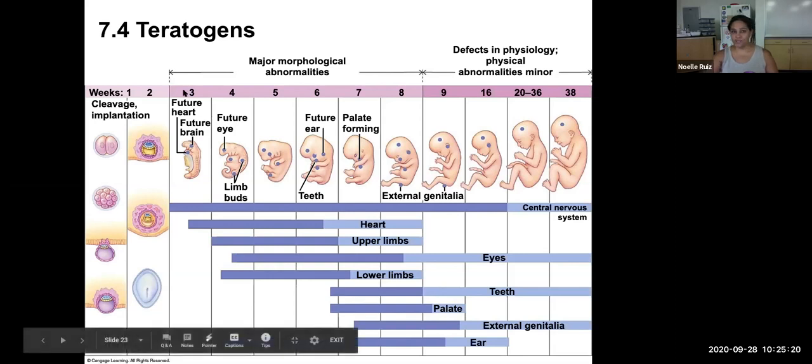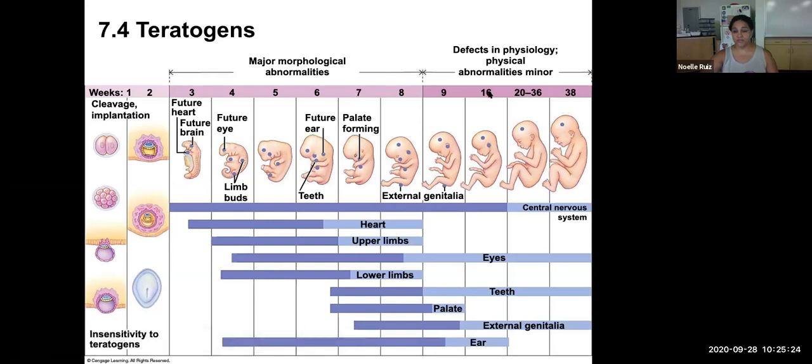If a mother is exposed during the first few weeks, up to the first 16 weeks, they'll have problems in the central nervous system. In the first 6 weeks, the fetus might have heart problems. That's how this chart works. If they're exposed to a teratogen in the first 8 weeks, they might have problems with their eyes.